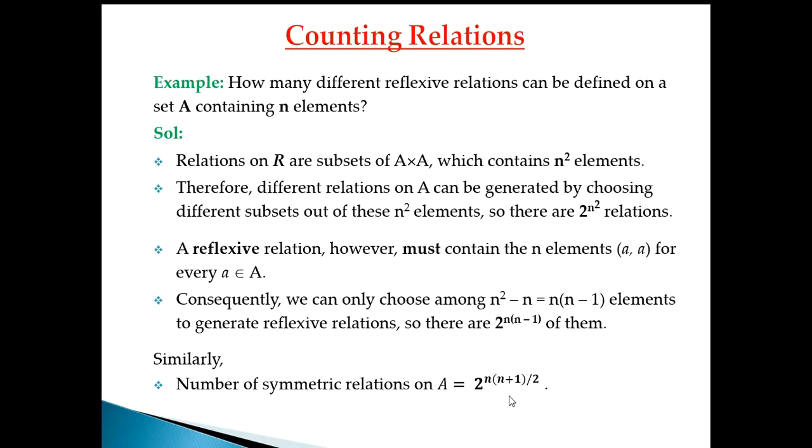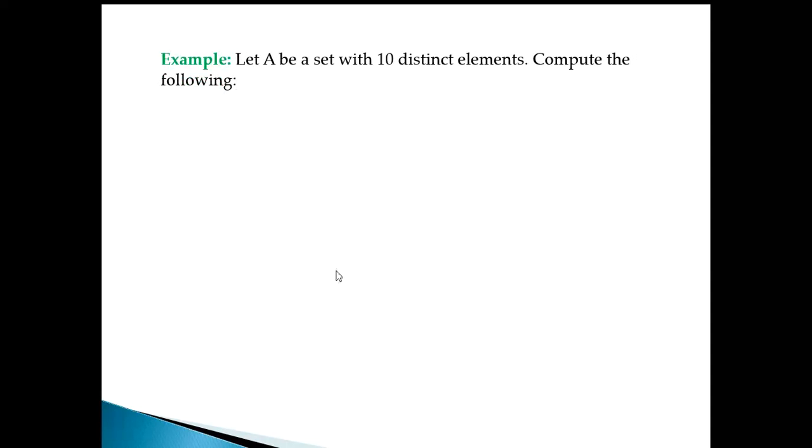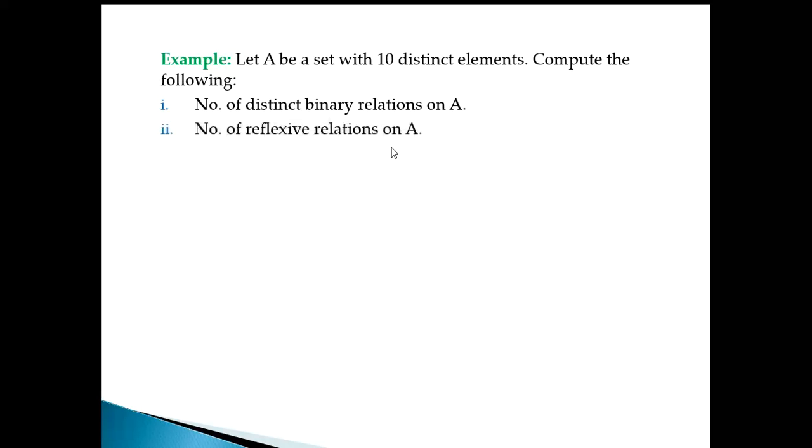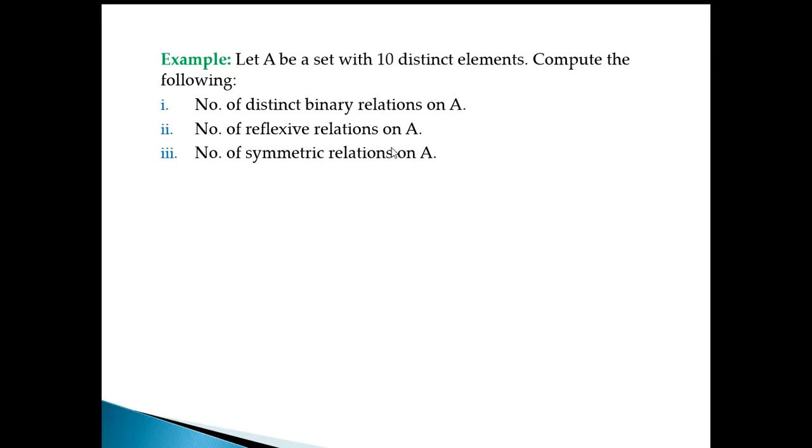So now let's see which type of questions will be there. Let A be a set in which we have 10 distinct elements. The first question is the number of distinct binary relations on A. We have to compute how many distinct binary relations there are on A. And second, we need to calculate how many reflexive relations and how many symmetric relations there are on set A. So let's start here. We see that n is equal to 10, the number of elements in the set.